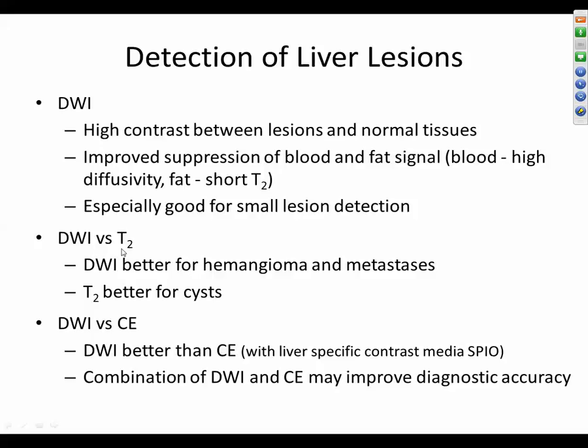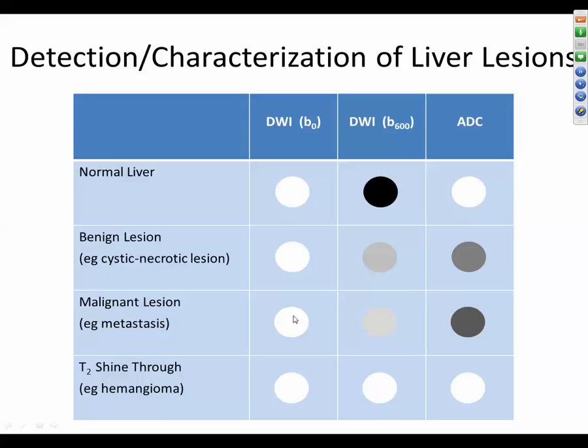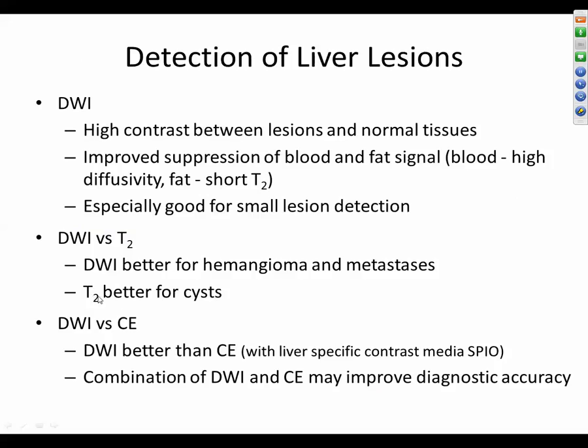Compared with T2, DWI is better to detect metastasis or hemangioma. Come back to this page. Because hemangioma and solid metastasis are very bright in the DWI, it's better to detect them in DWI. But a cystic lesion is not too bright in DWI. It's better to detect it in T2. But from a clinical point of view, metastasis is what we are more interested in. So DWI performs better. And DWI also performs better than the contrast-enhanced MRI. But a combination of DWI and contrast-enhanced MRI may improve the diagnostic accuracy.